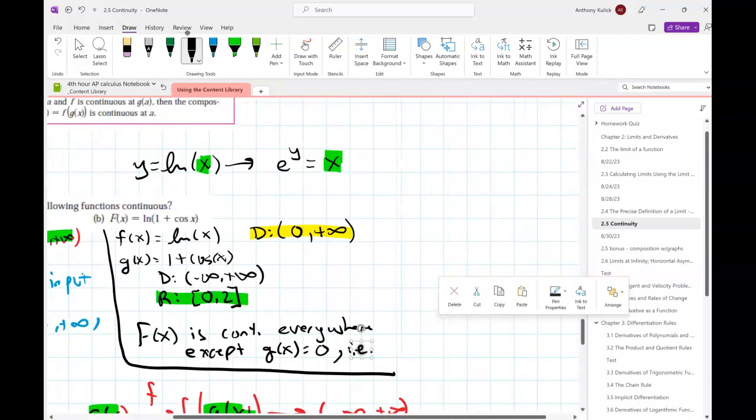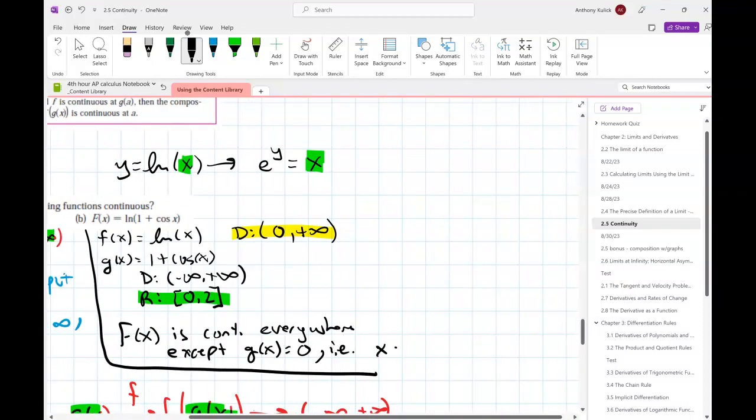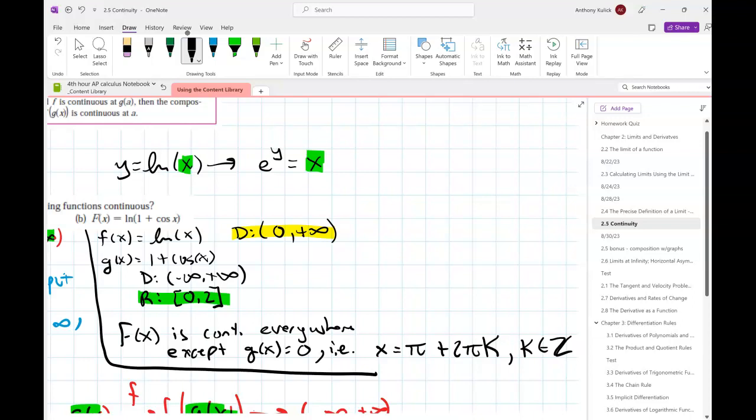Pi, very good, because cosine of pi is -1. Now, is that the only time? Also, it happened at 3 pi. What's another one? 5 pi, or whatever. 2 pi k, yep, where k is an element of the integers. Very good.